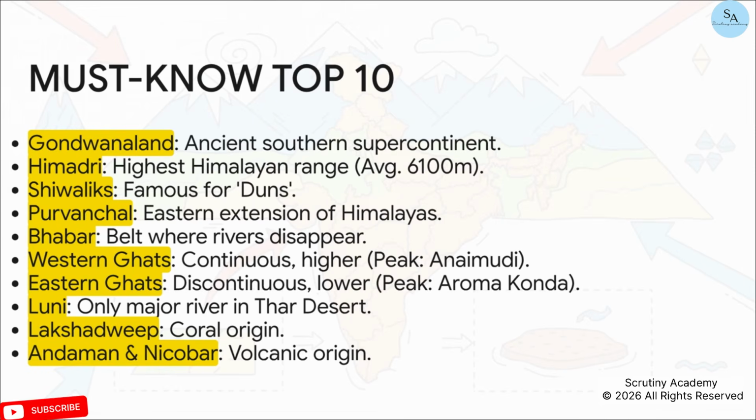5. Bhabar, where rivers disappear. 6. Western Ghats, continuous, higher, peak is Anai Mudi. 7. Eastern Ghats, discontinuous, lower, peak is Arma Konda. 8. Luni, the only river in the Thar Desert. 9. Lakshadweep Islands, made of coral. And 10. Andaman and Nicobar, they're volcanic.